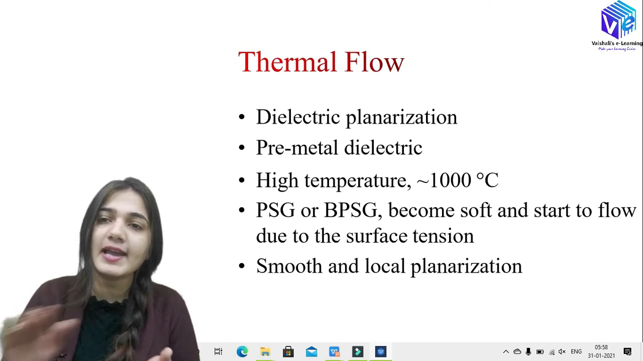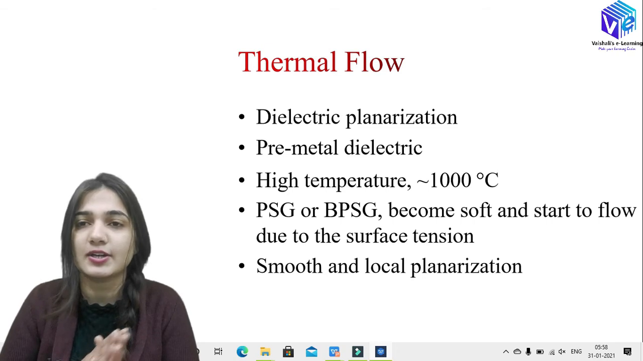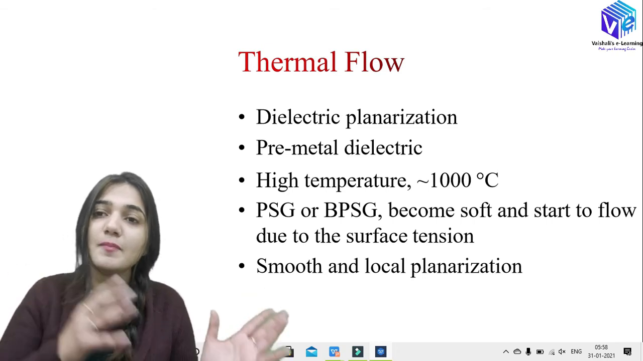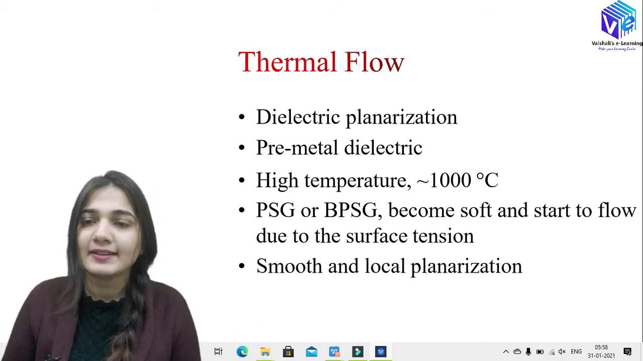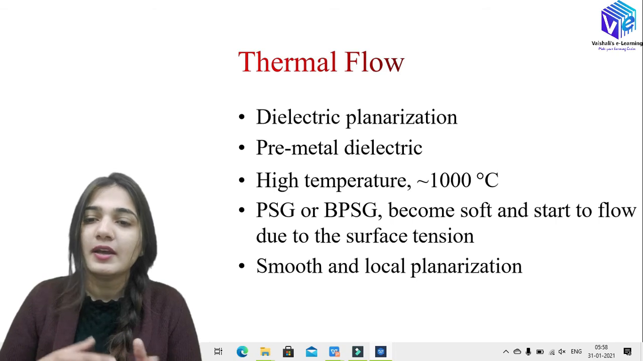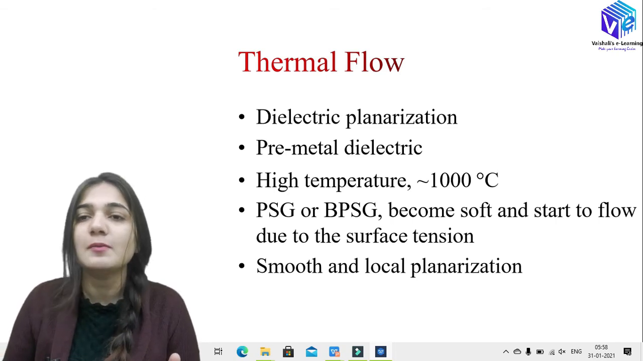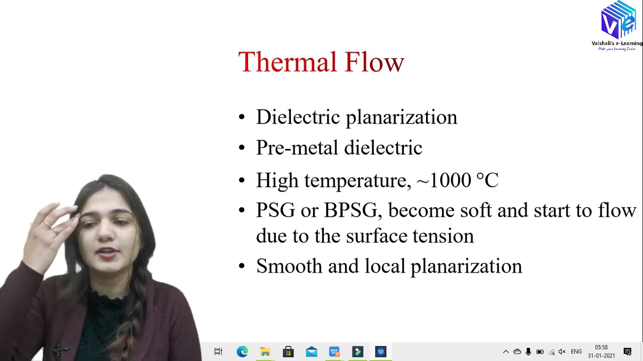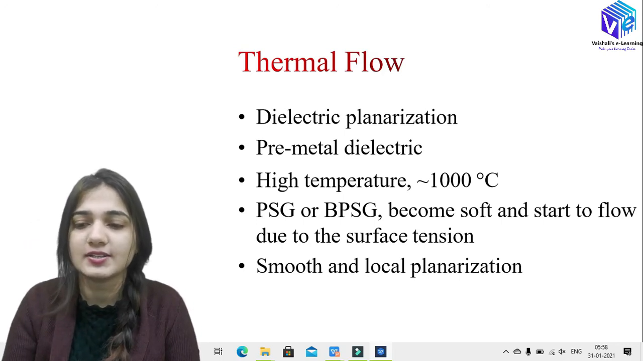So if I have the dielectric and I have to make the dielectric planar, I can use the thermal flow also. But a metal can melt at that temperature of 1000 degrees Celsius. So I cannot use the thermal flow for the metal planarization. I can easily use it for the dielectric planarization. So it can be used for the pre-metal dielectric as well, and it is occurring at a higher temperature. I have already told you, like the 1000 degrees Celsius.